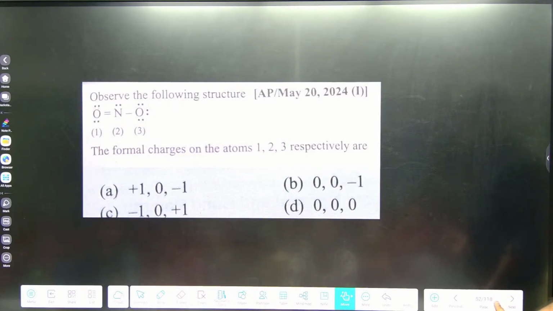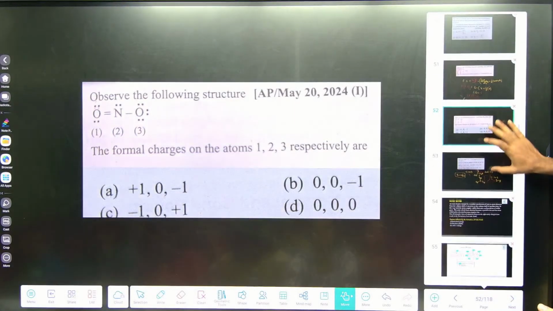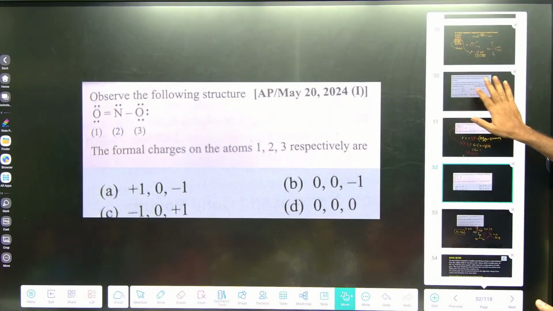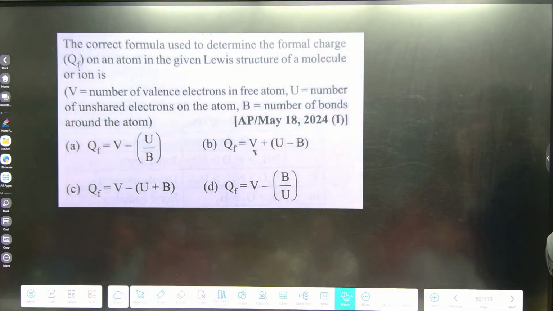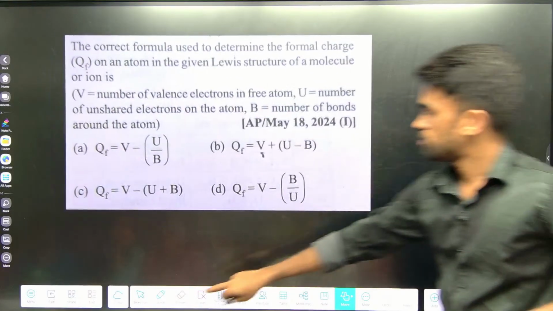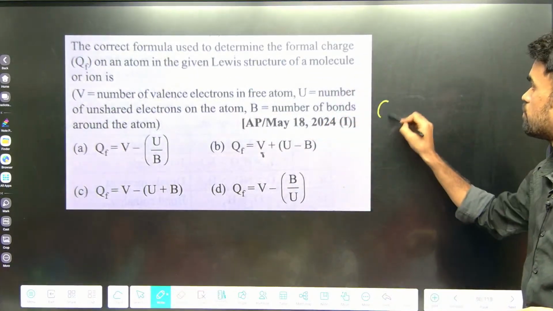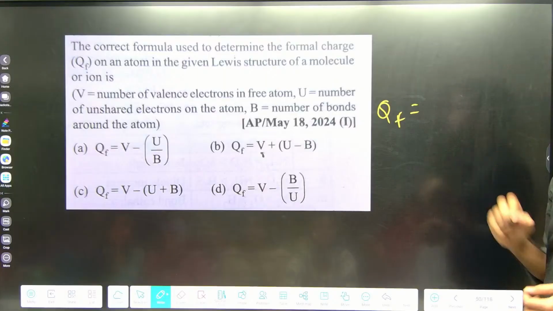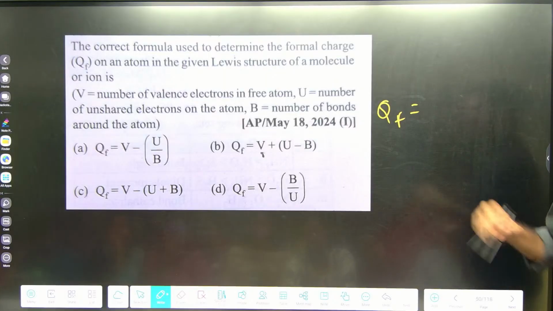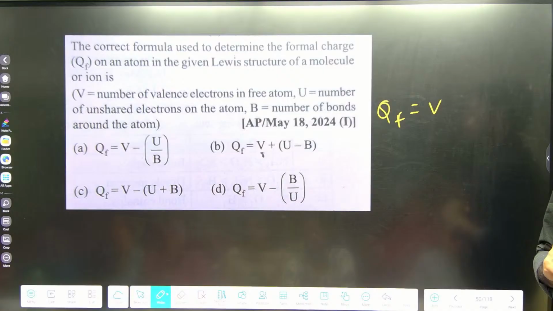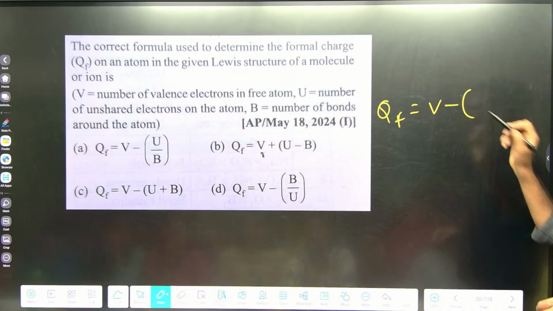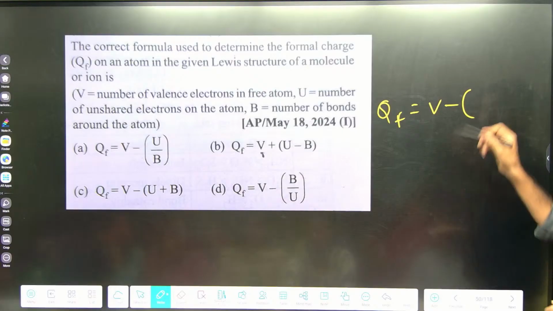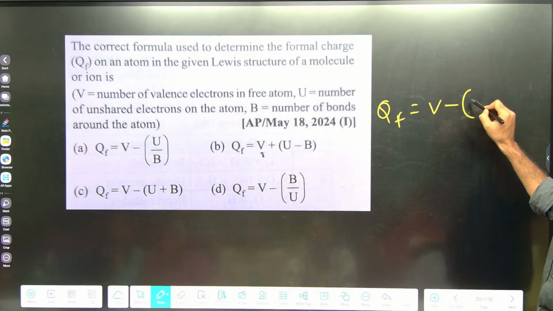Definitely B. See, from the same thing, they are making this kind of questions. This is a question they have made. How can you solve this? Formal charge is equal to the number of valence electrons on the central atom minus the number of non-bonding electrons.